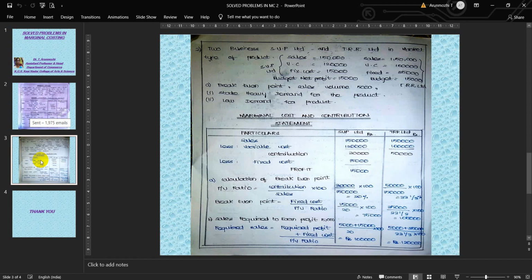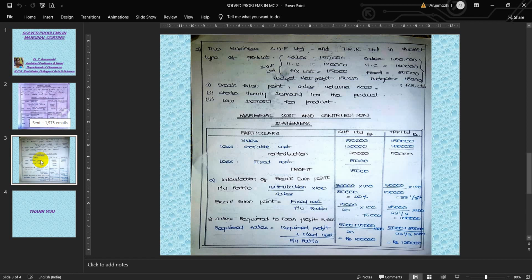Now, both the columns we have taken for the two companies in a columnar way. Particulars column, SVP Limited and TRR Limited. Marginal cost or contribution statement, the same method to find out profit. Sales minus your variable cost is equal to contribution, minus your fixed cost is equal to profit. When we do that, for SVP Limited, sales is 1,50,000 minus 1,20,000, you get contribution as 30,000, less fixed cost 15,000.